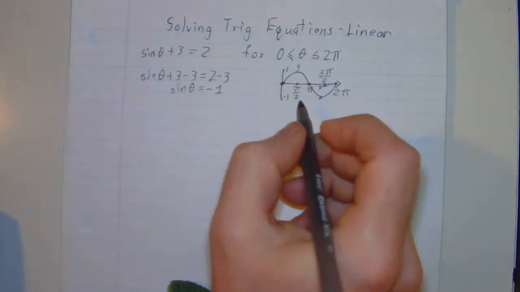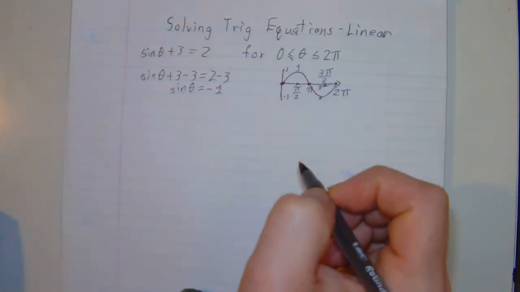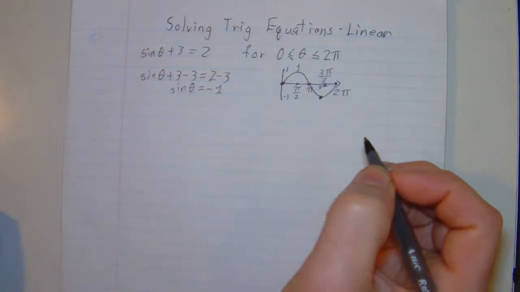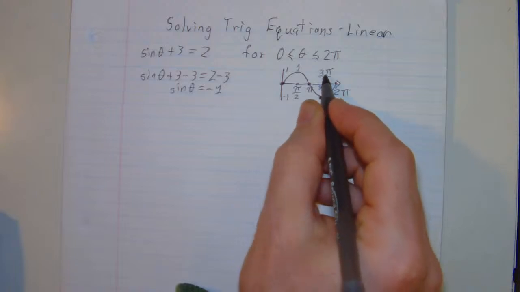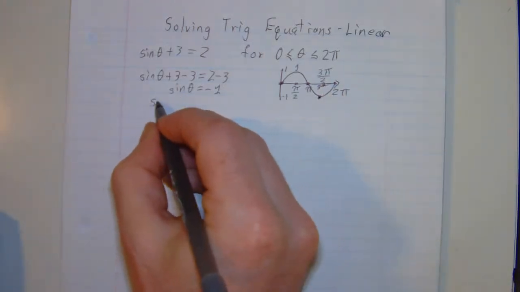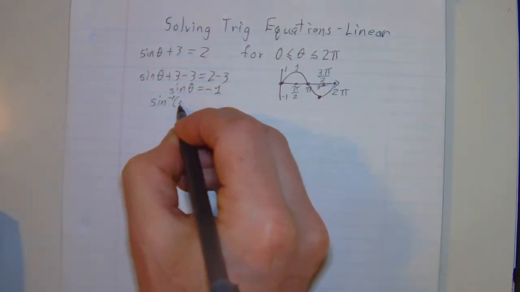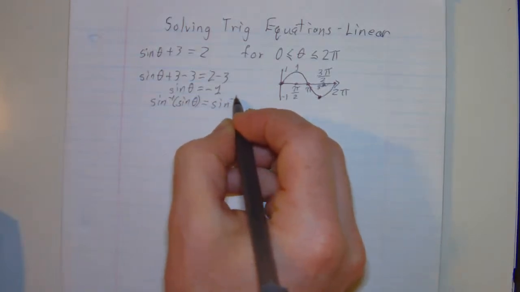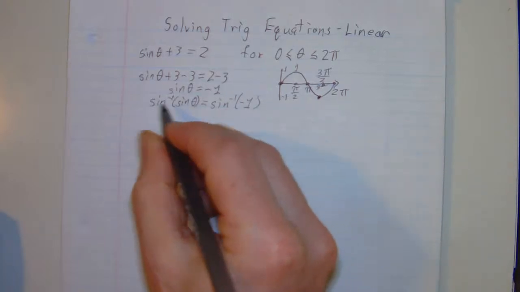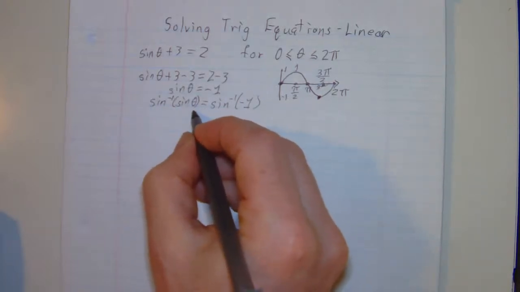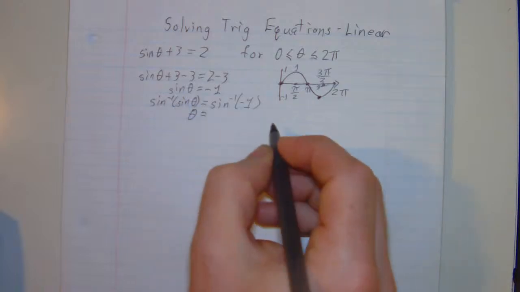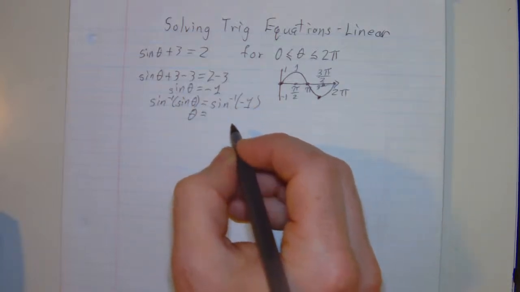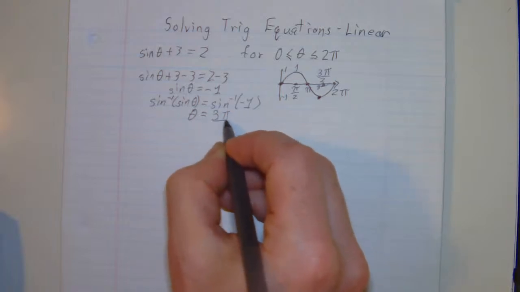So if I want to figure out where does this sine graph hit -1, where does sine theta equal -1? Well, I can see there's only one spot that it gets down to -1, and that is at 3 pi by 2. So one way to think of it is that we're taking sine inverse of both sides. Sine inverse of sine theta is just theta. The sine and sine inverse cancel each other out. And sine inverse of -1 is equal to 3 pi by 2.